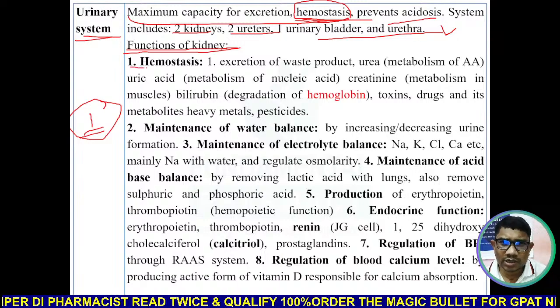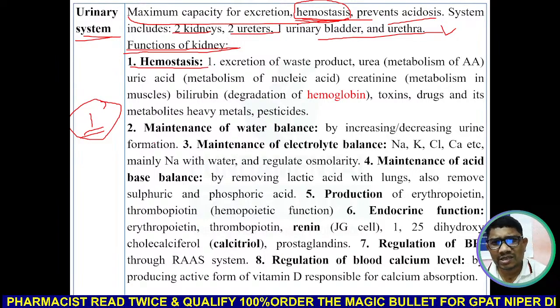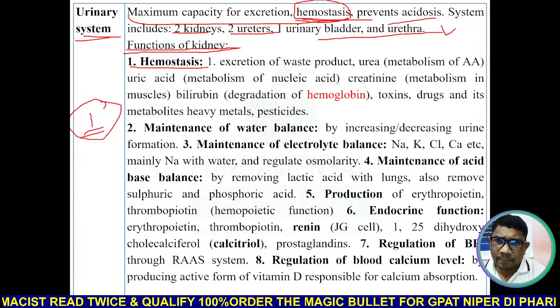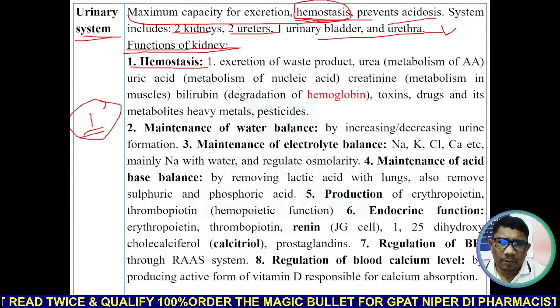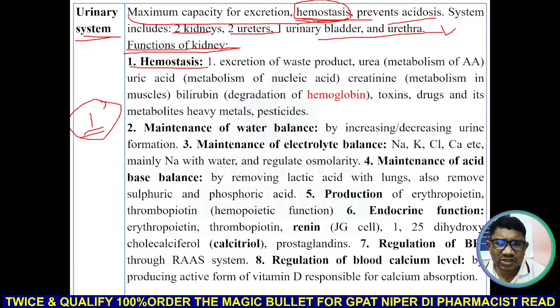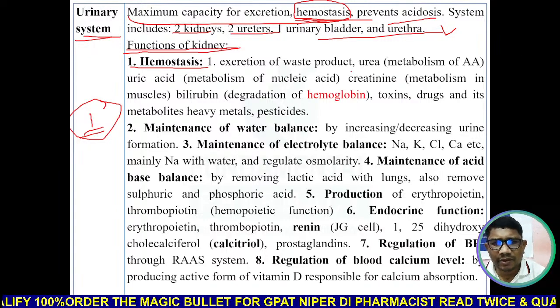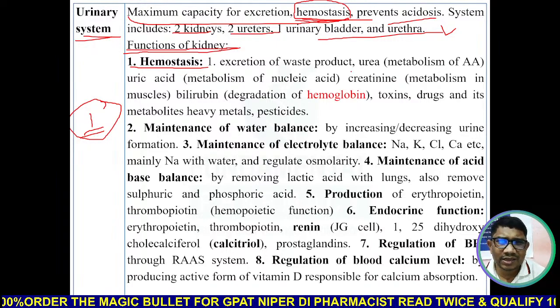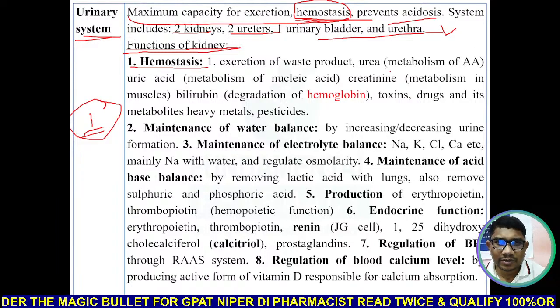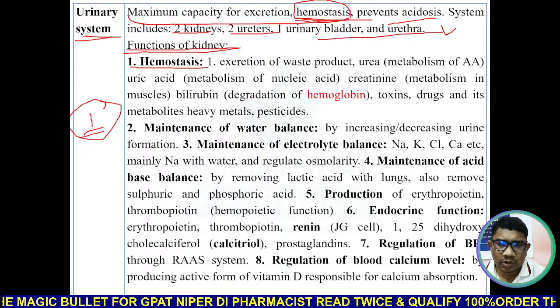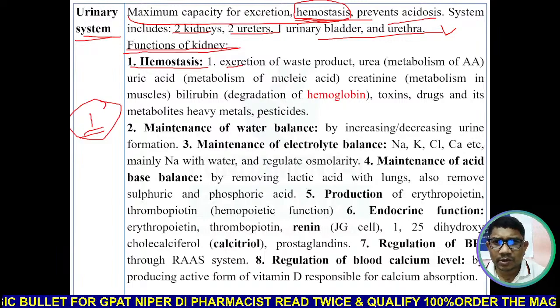Homeostasis. Homeostasis means what? Maintenance of fluid balance in the body, maintenance of blood volume, है ना? So kidney will maintain the blood volume, will maintain the water balance in the body, known as homeostasis. So what? Excretion of waste product.